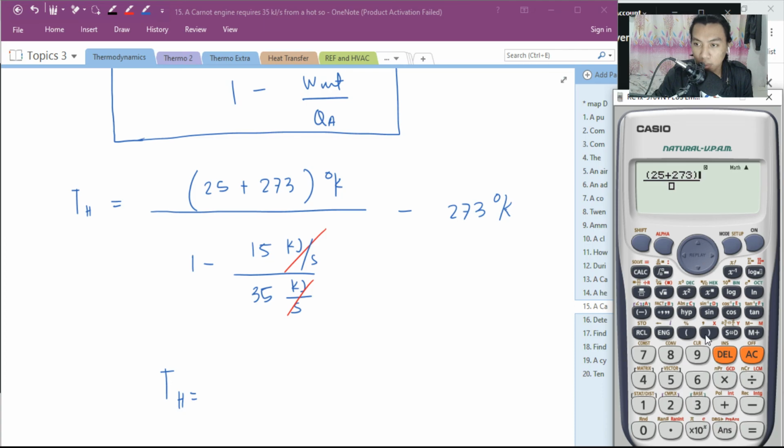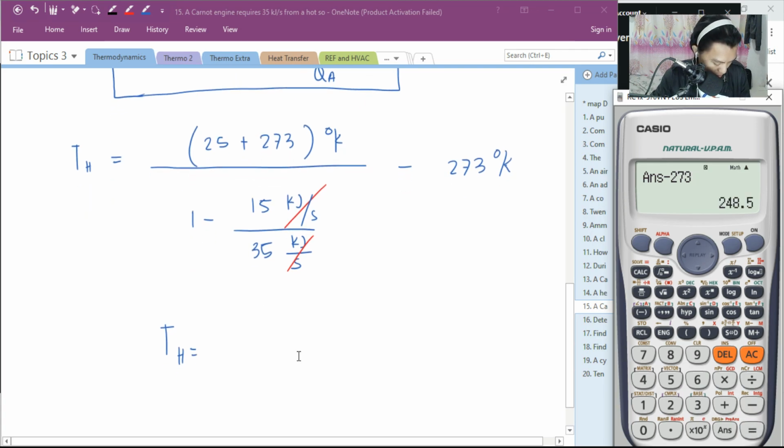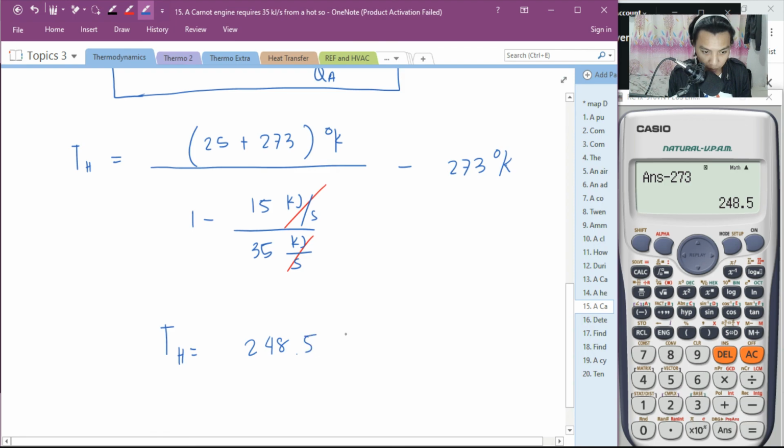273 and then 1 minus 15 divide by 35. Okay? Minus 273. Ilan ang sagot dyan? 248.5. Okay? Same lang. 248.5 degrees Celsius. That is the hot source temperature.